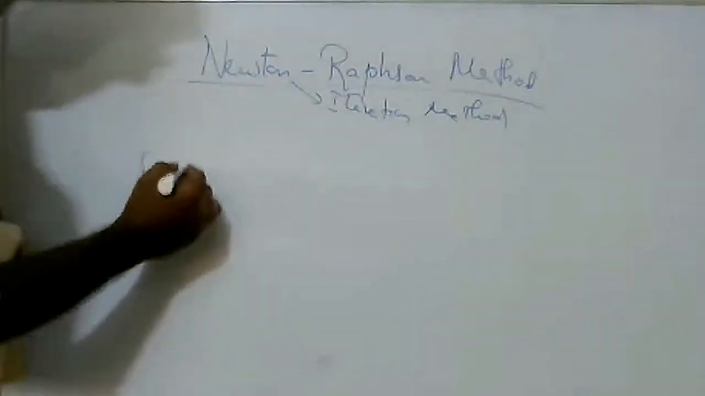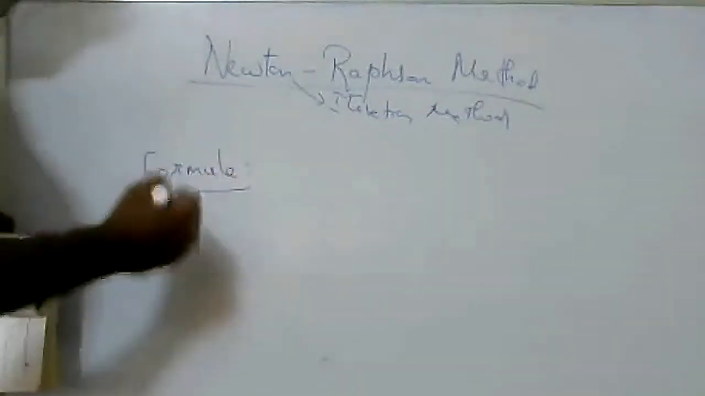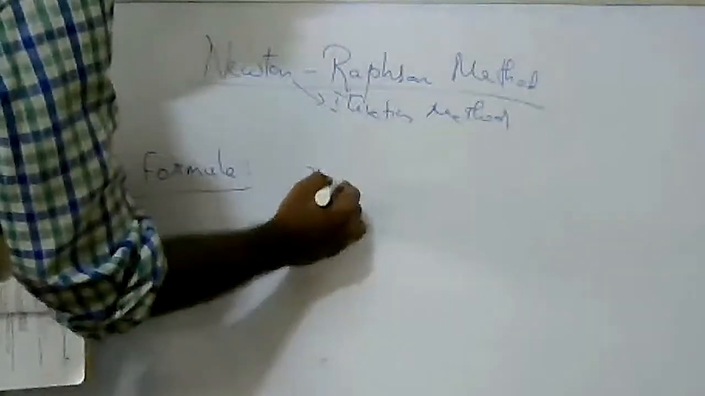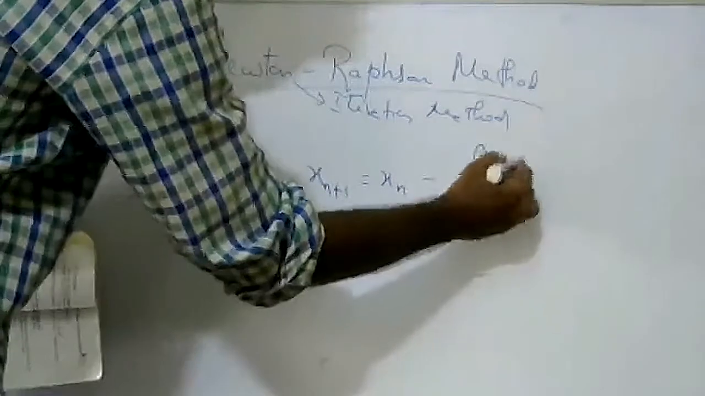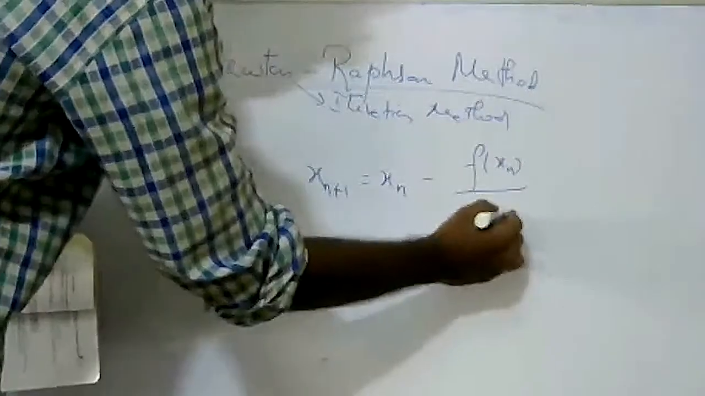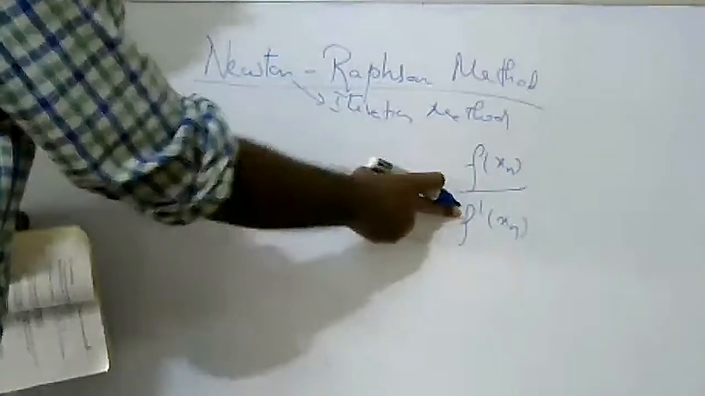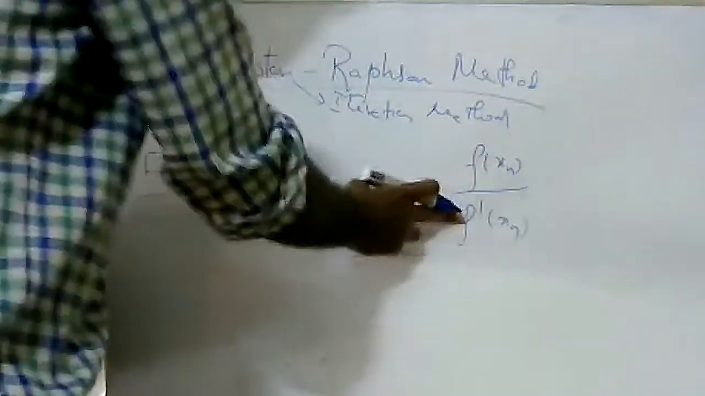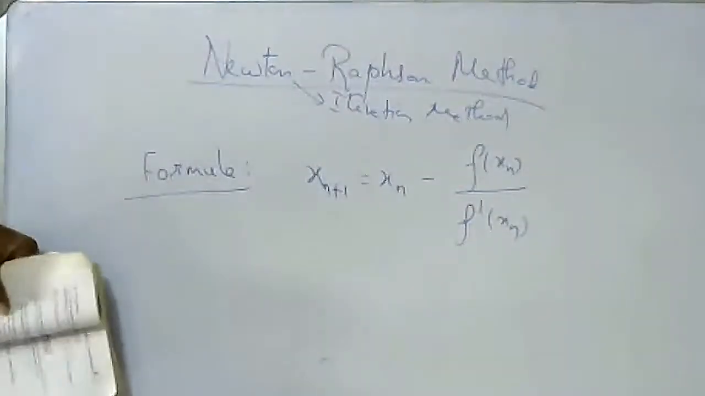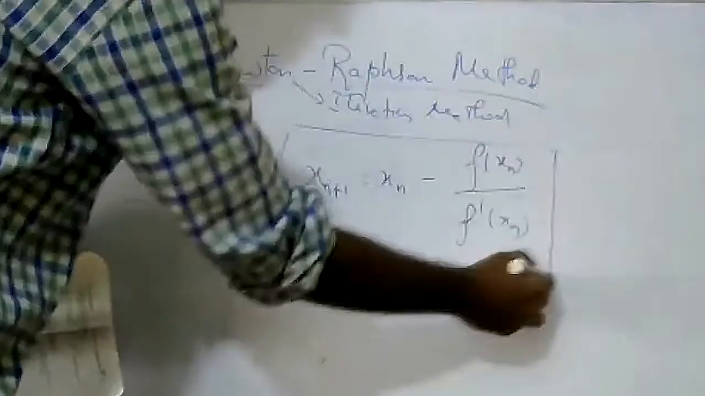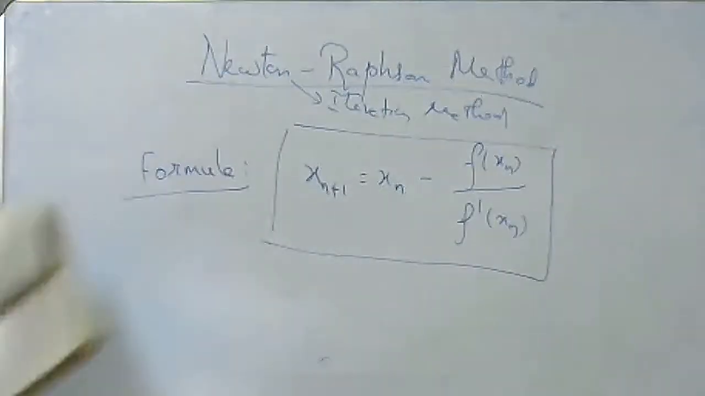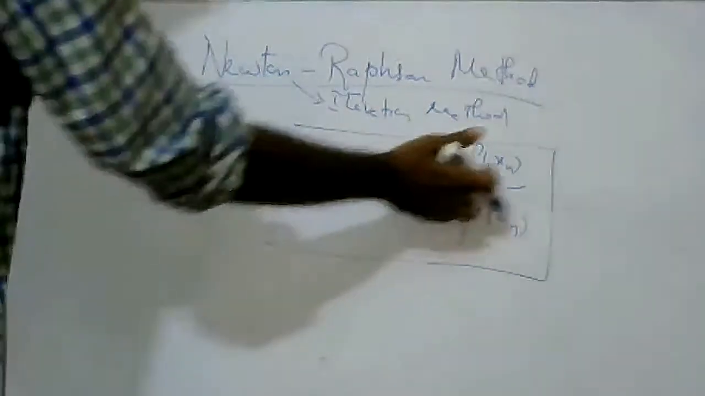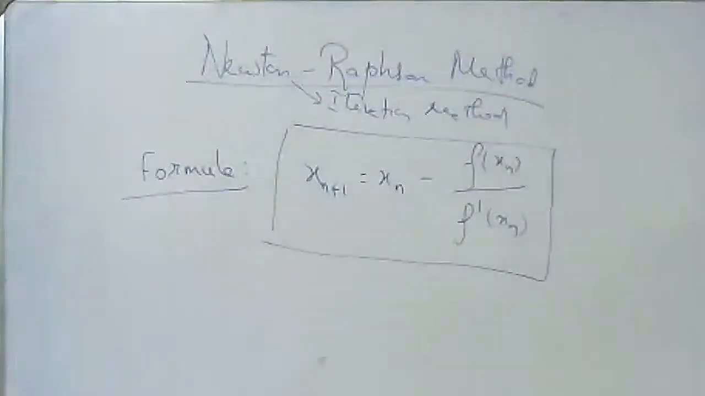Formula, what's the formula? I will write the formula here. The formula is x_{n+1} equal to x_n minus f of x_n divided by f dash of x_n. f dash represents the derivative of f, that is df by dx. This is the formula we are going to use throughout the Newton-Raphson method: x_{n+1} equals x_n minus f of x_n divided by f dash of x_n.